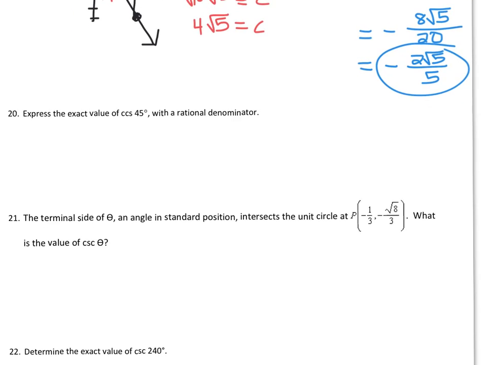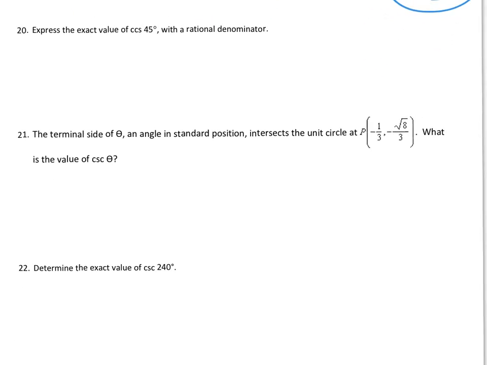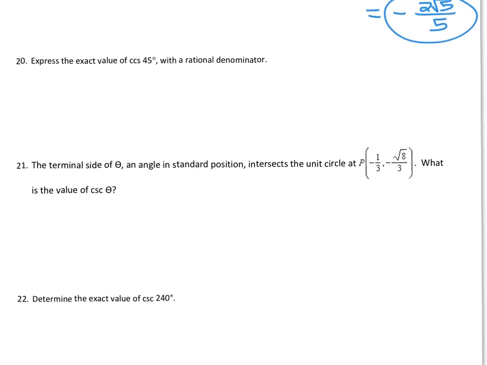All right, number 20. Let's see what we have here. Express the exact value of cosecant. Oh, actually, you know what? That's spelled wrong. I might have fixed it by the time I printed up here, so I'm not sure. Let's just say cosecant of 45 with a rational denominator.